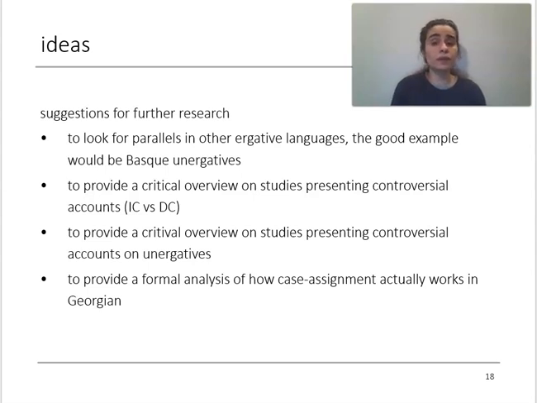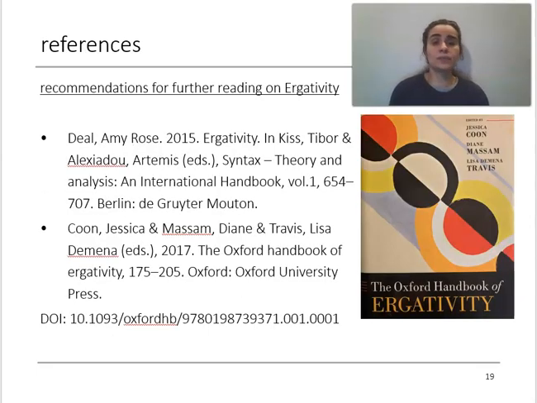And the next thing that would be very interesting is to provide a formal analysis of how case assignment actually works in Georgian. So these are the main ideas of what we can do with ergative from the viewpoint of dependent case theory and inherent case theory. Here are some references. You can see the references later on, but here I have two recommendations for further reading on ergativity, which would be a good starting point.